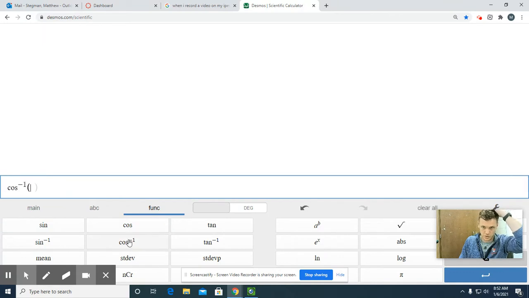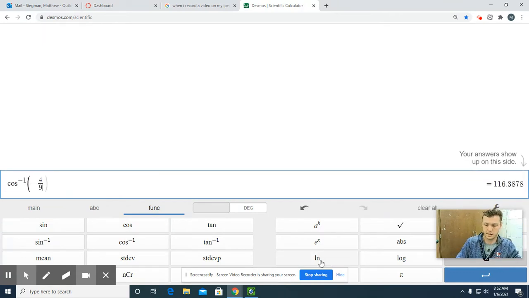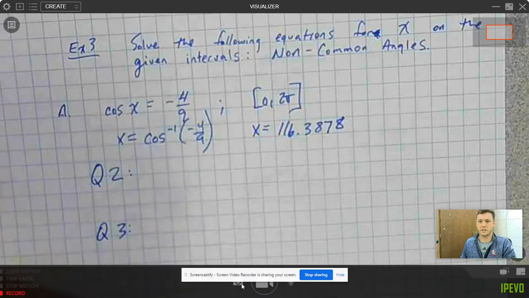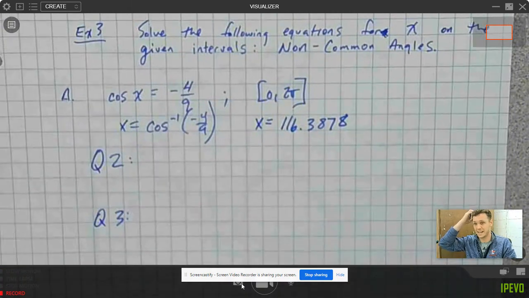I get 116.3878. Now, this is great, okay? But there are a couple of issues with this, all right? This is my angle. How do I use this to find quadrants 2 and quadrant 3? Okay, well, so 116, we know it rotates around into quadrant 3, okay? What we want to know is we need to figure out the reference angle.